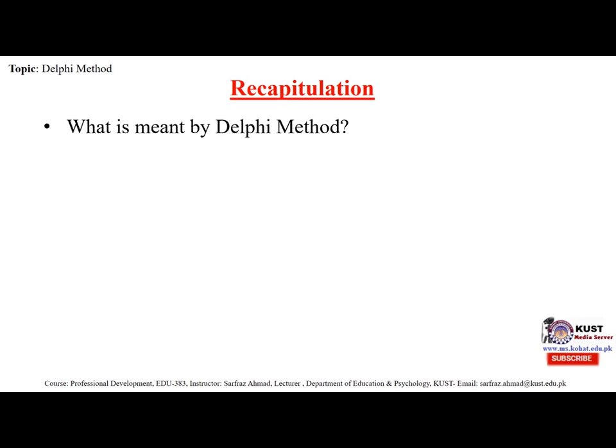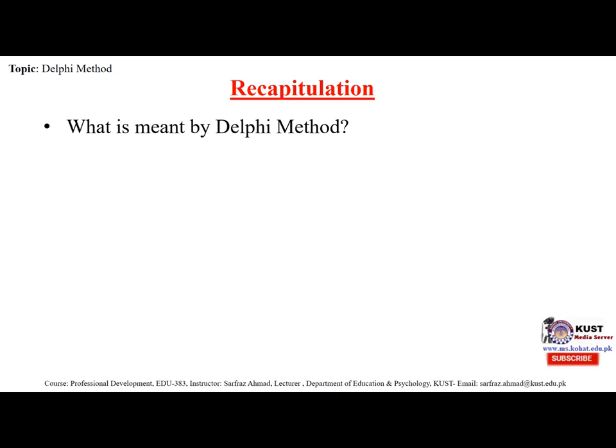Now we can take some examples. The Delphi technique is a group communication method where a panel of experts arrive at a consensus over a series of questions and discussions, and it is used for estimating and forecasting. Then the question and discussion rounds begin and usually end by the third or fourth round.